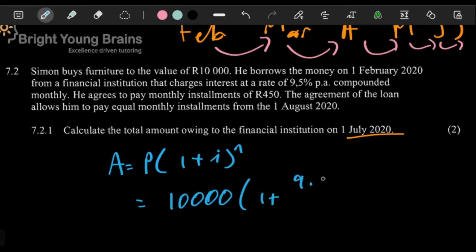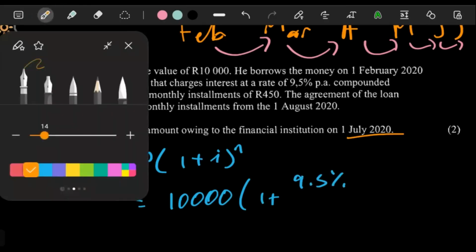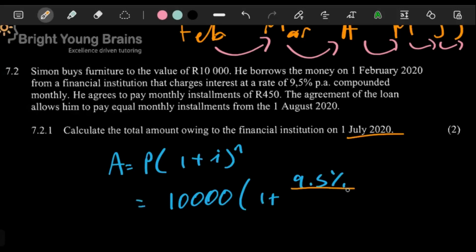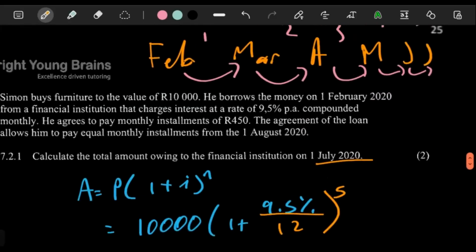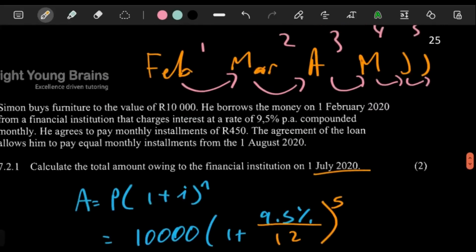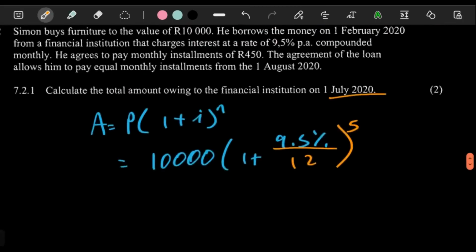So what you do is you put 9. I like to write the percentages with the symbol here, and then I just put it over 12 if it's compounded monthly. Remember, we're talking about 5 months, so n is 5, because n you only multiply by 12 if you don't already have the number of n in months. You see, n is just months, so if you have the months already, you can just put that 5. You don't have to put 5 times 12, because it doesn't make sense. So n is 5 because it's a period of 5 months.